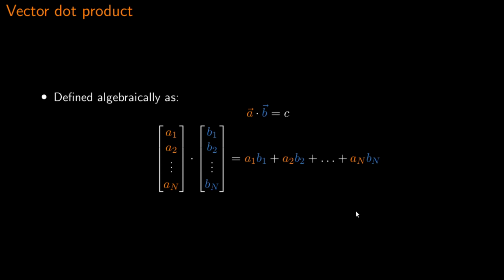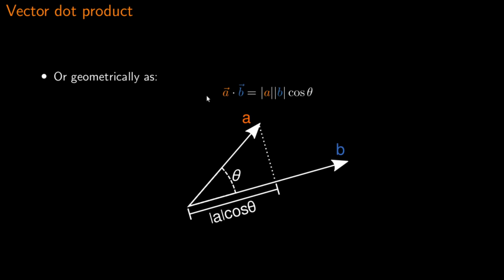But for now, suffice to say that the vector dot product is defined algebraically this way. So the vector A dot vector B equals C. Notice that C is a scalar quantity, not a vector. In the notation we had before, we have elements A1 through to AN dot the vector B with elements B1 through to BN, and the result of that is simply A1 times B1 plus A2 times B2 through to AN times BN. And simply the sum of all of those terms will give us a single scalar quantity, and that is our dot product.